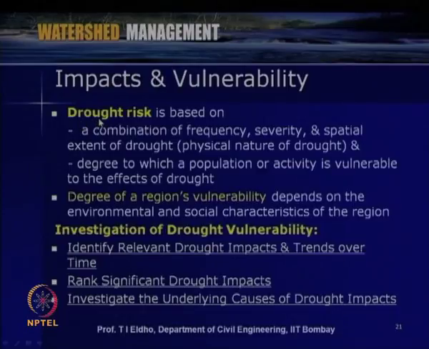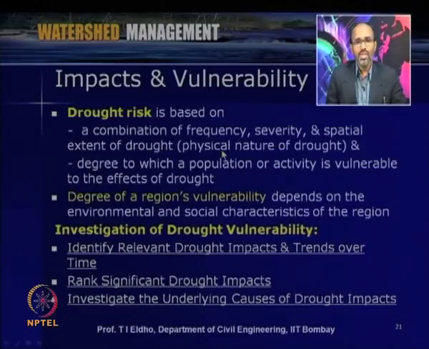So, now we have seen the classifications of droughts. Now let us look at the impacts and the vulnerabilities. We discussed this aspect earlier also, when we defined risk and vulnerability. Drought risk is based on a combination of frequency, severity and spatial extent of droughts, that is the physical nature of droughts, and the degree to which a population or activity is vulnerable to the effects of droughts.